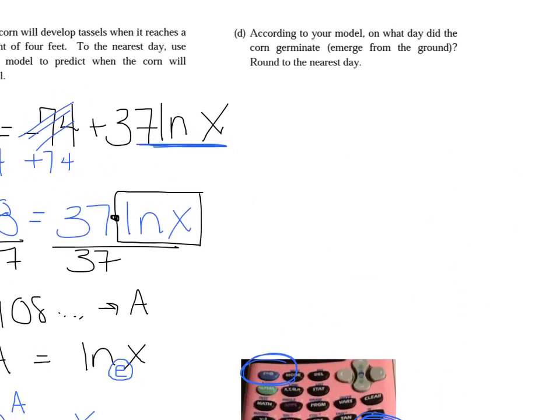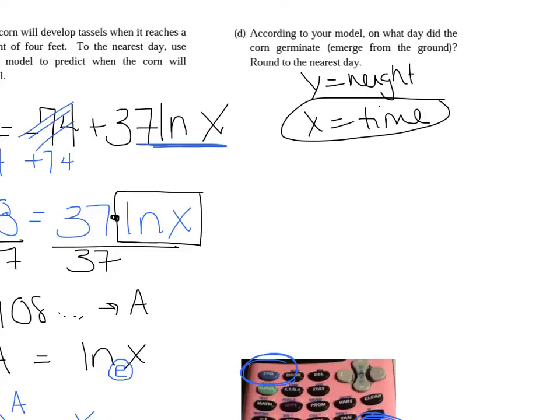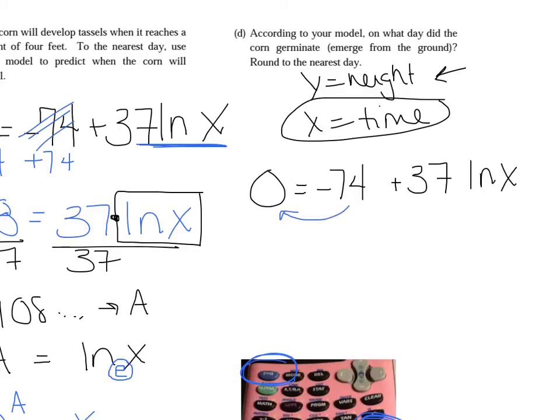All right, part D. According to your model, on what day did the corn germinate, emerge from the ground? Well, this question is very similar to C. Think about this. The y value was our height, and our x value was our time. So the question says, on what day, so on what time, did the corn germinate? Well, what was its height when it emerged from the ground? It had a height of 0. So I'm just basically setting that equation equal to 0 and solving again. All right, so let's use common sense. We're going to move that 74 over. So I would say 74 equals 37 ln of x. This is together by multiplication, so to get rid of it, we have to divide it over.